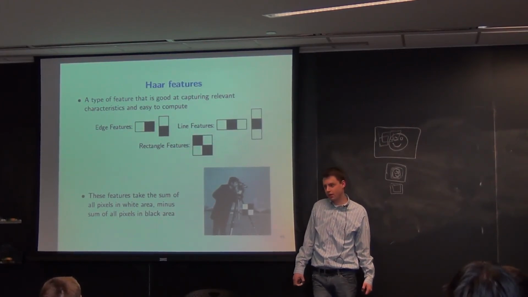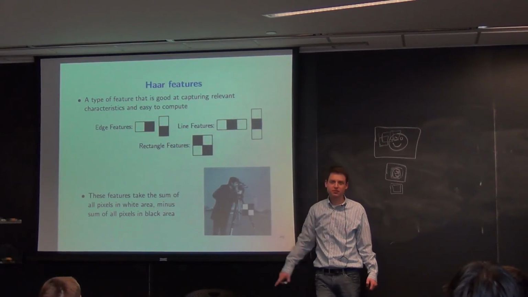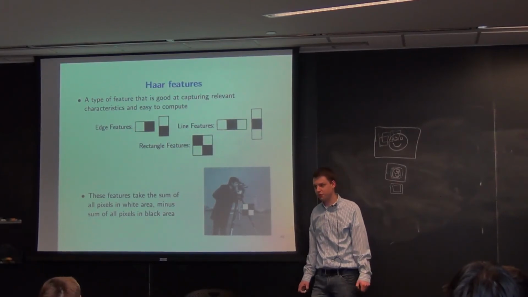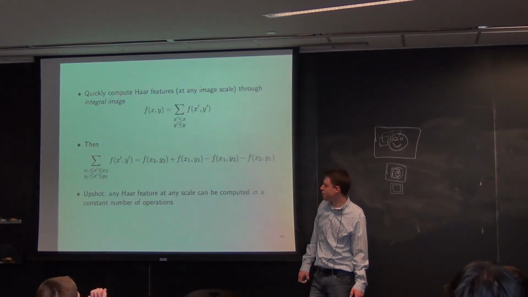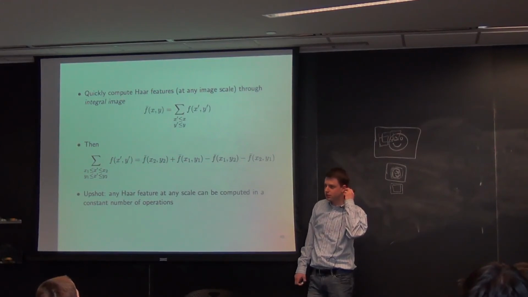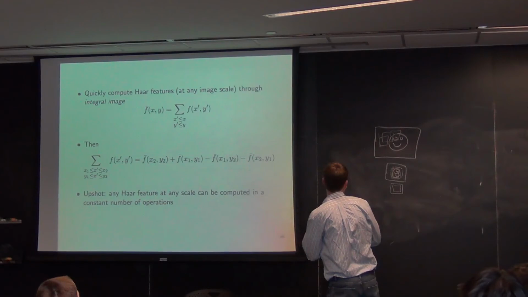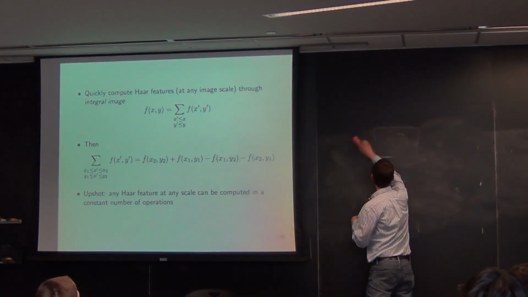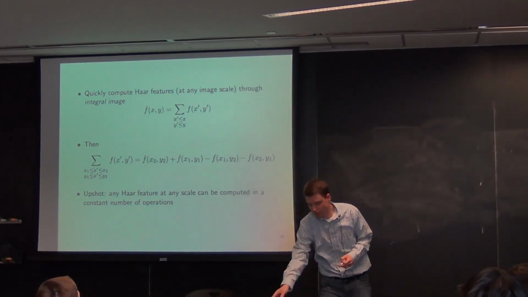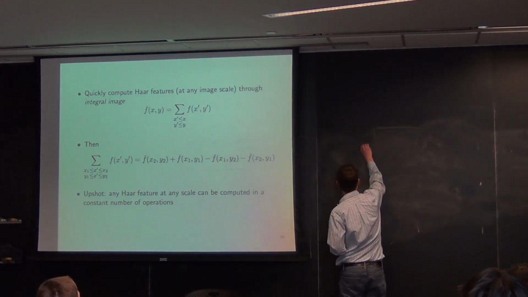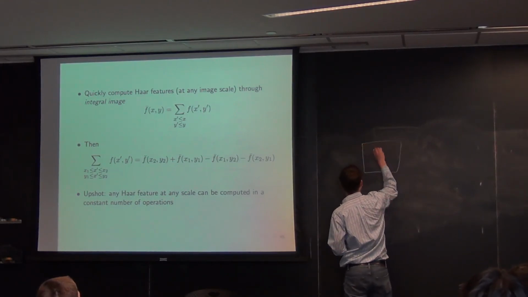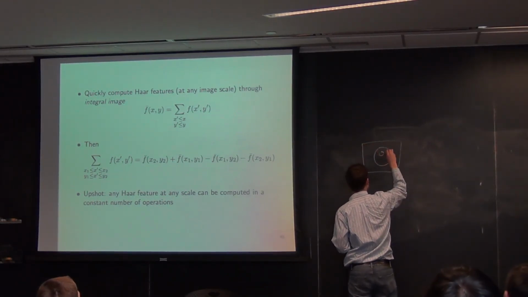So the reason why these became so popular is that there's a very clever trick you can do to speed that up a lot. And these are called integral images. So the basic idea here is very simple. If you have an image here, I'm not going to draw this because it's very hard to draw the integral image.